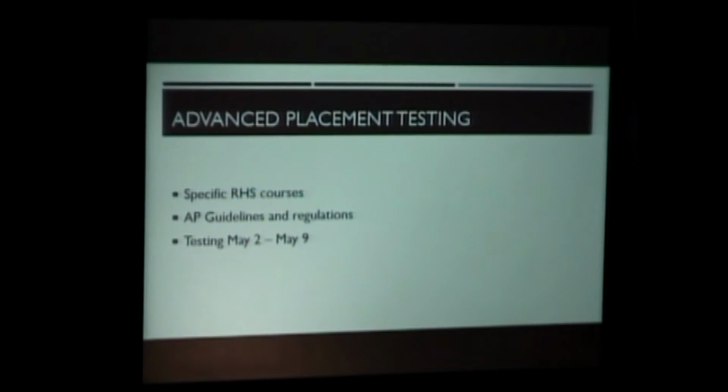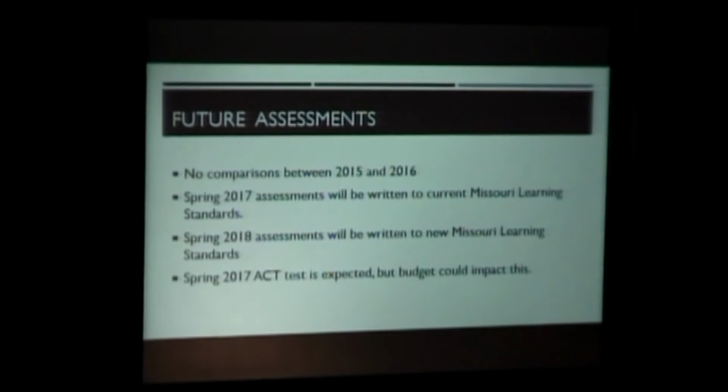The testing dates for AP for various classes range between May 2nd and May 9th toward the end of the school year. Now, that's everything this year. That's it. That's all we're testing, so not much.